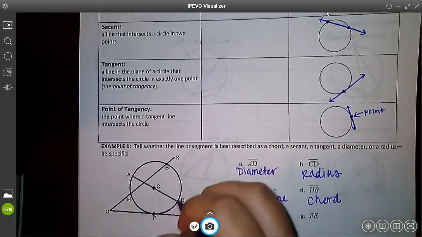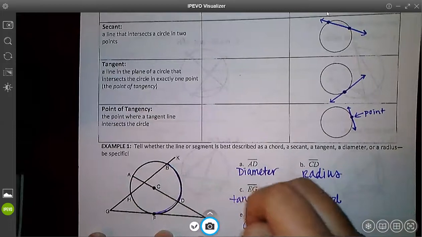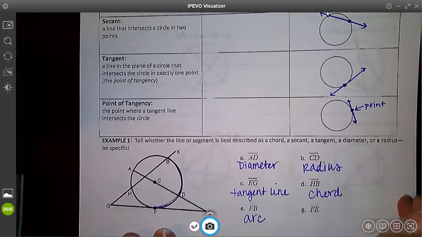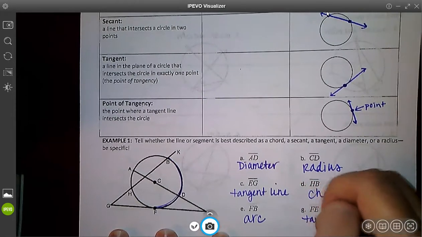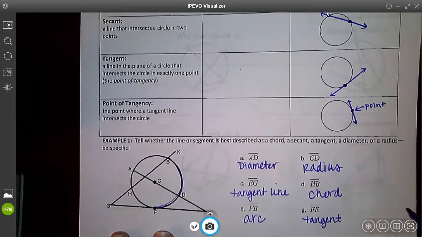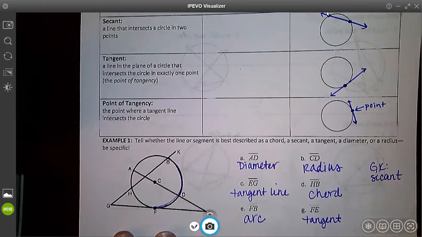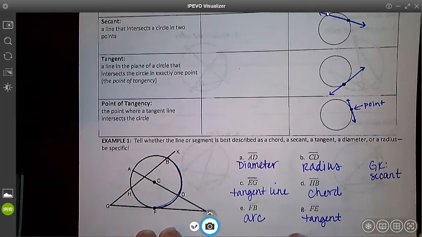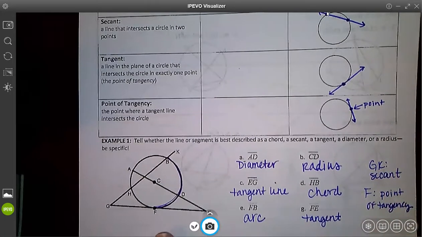FB goes like this around your circle. That's the connection between F and B. That is called an arc, which is just a piece of a circle. And FE is a tangent again. Let's see, we didn't talk about a secant, so DK would be a secant. And the point of tangency, I think, is the only other thing. We did a chord, a radius. So F would be a point of tangency. And I think that covers everything on this.